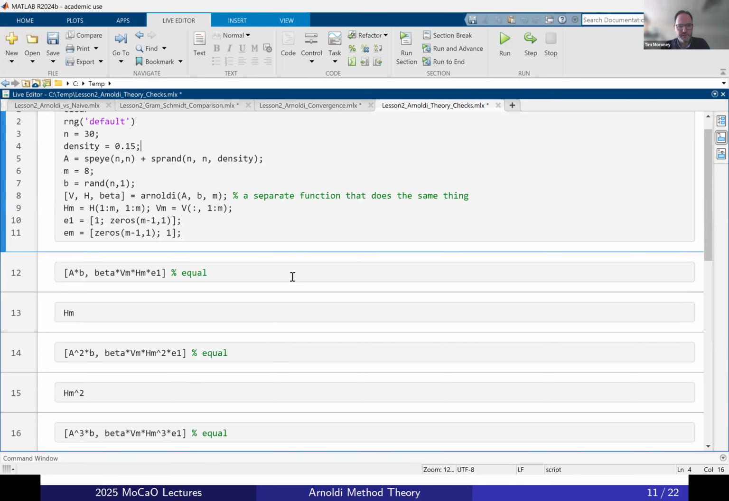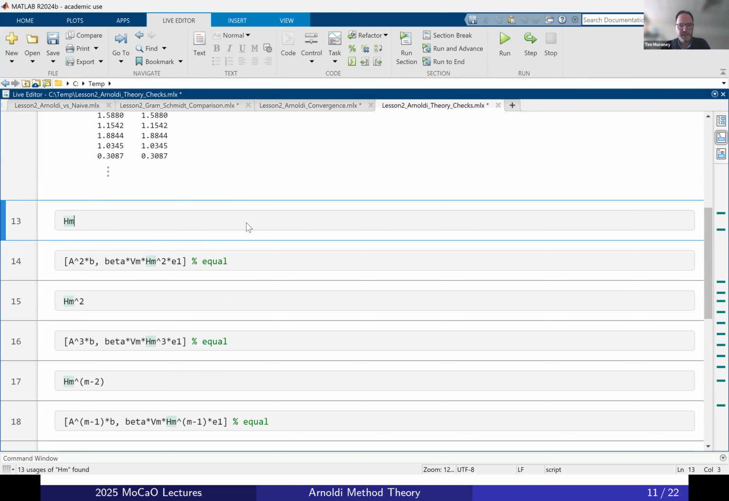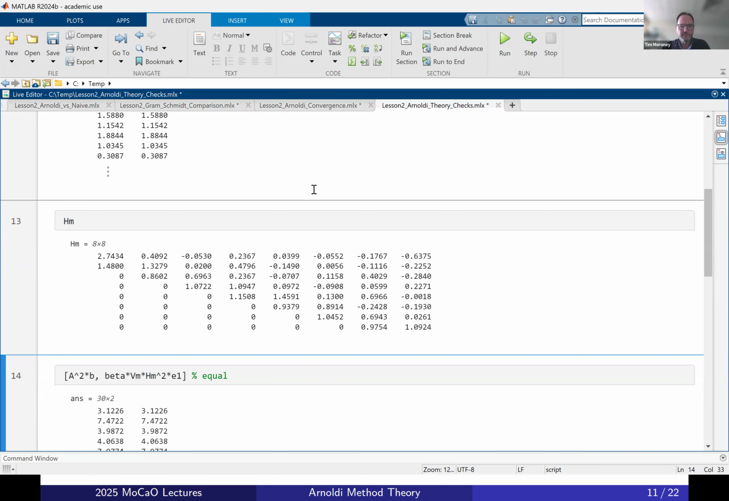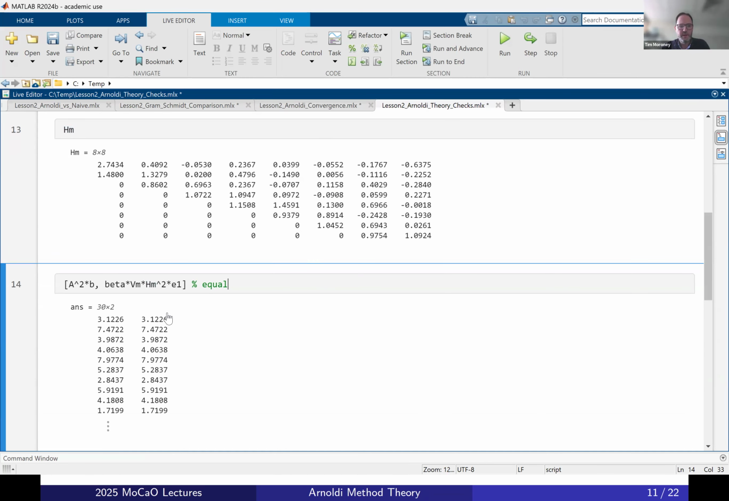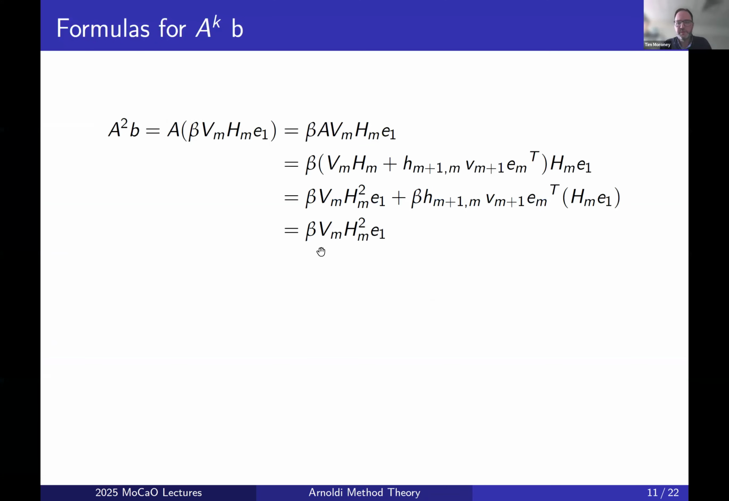We're going to check this theory as we go. Okay, so here's HM. What's HM times E1? It's just the first column. That's just another way to write the first column of HM. So it still has a 0 in the mth position. So when you dot this vector with EM that only has a 1 in that position, 0s elsewhere, you're still going to get 0. Okay, so this result remains true for A squared.